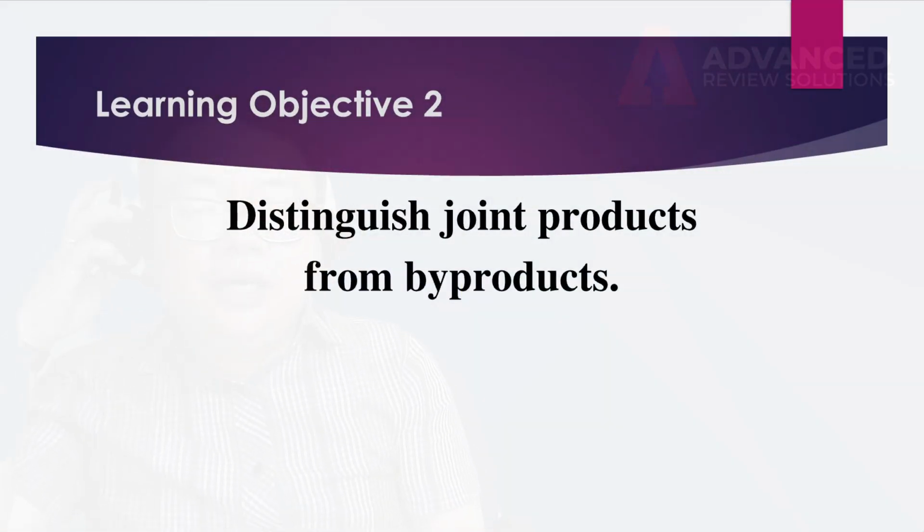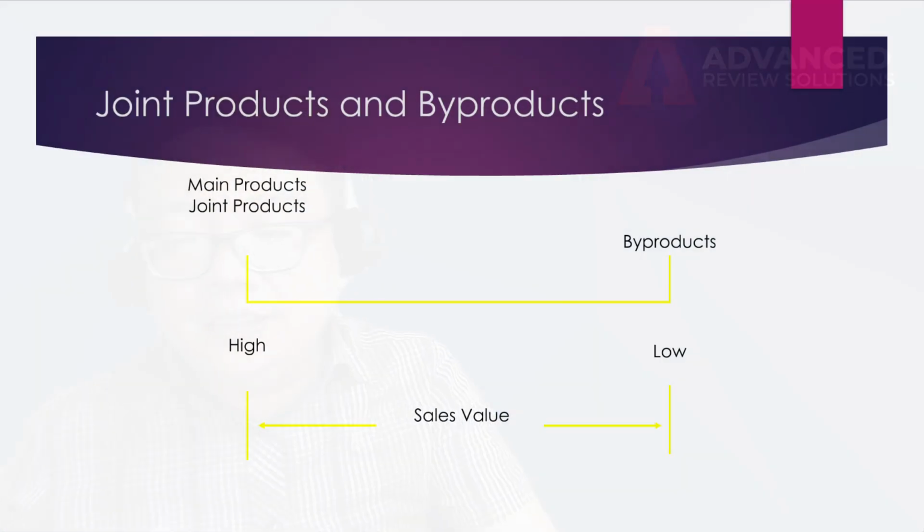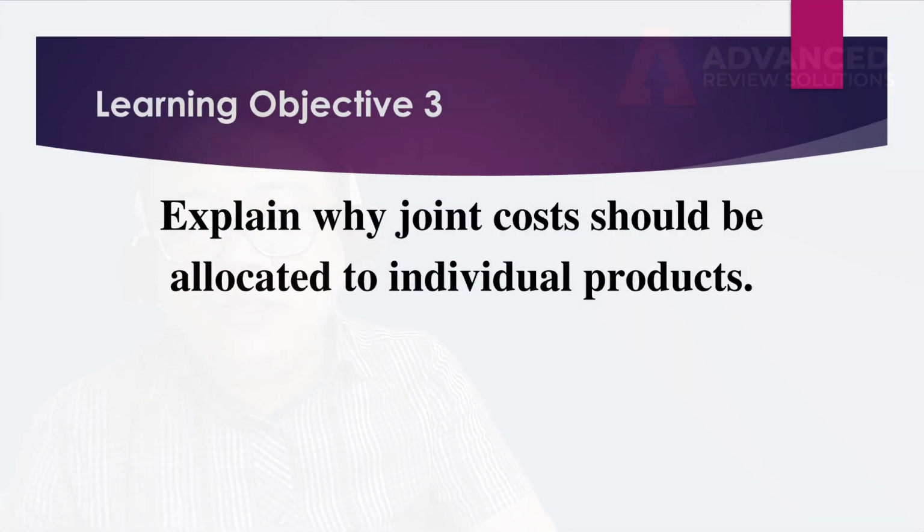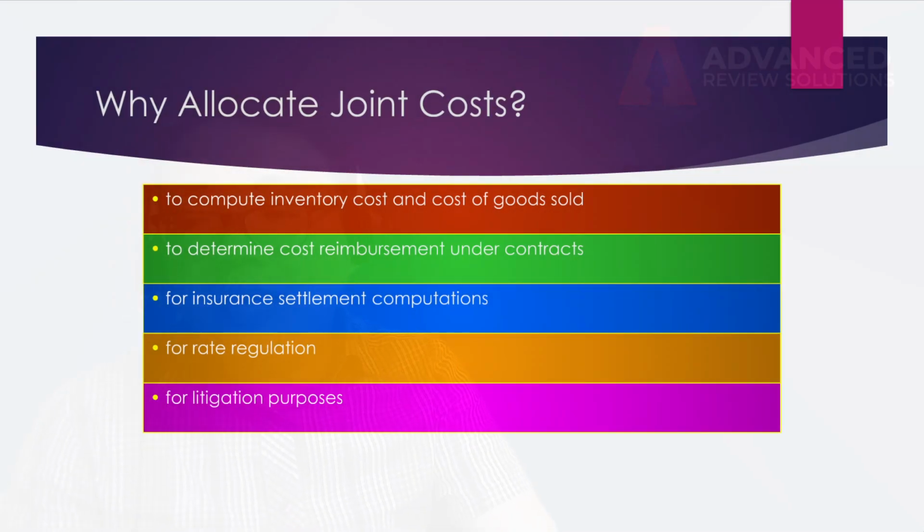Number 2 tayo. Ano naman yung distinguishing products? So, ano yung joint products and byproducts? As discussed kanina, yung ating main products and joint products have a high value, while byproducts have low value. Kasama dito yung ating tinatawag na scrap value, ha? Okay. Alright. So, explain why joint cost should be allocated to individual products. Bakit kailangan natin? As discussed na, naulit lang, no? To compute inventory, for cost reimbursement, for insurance settlement, for rate regulations, and for litigation purposes.